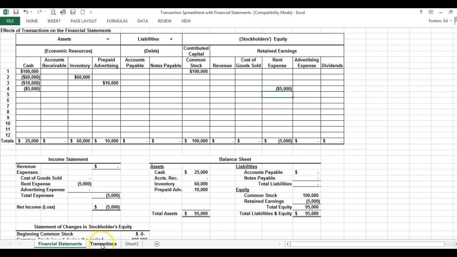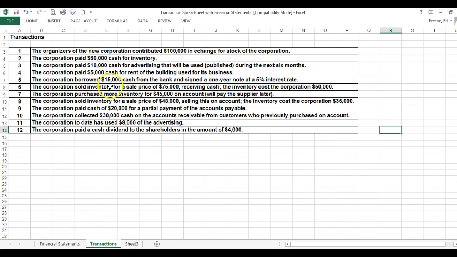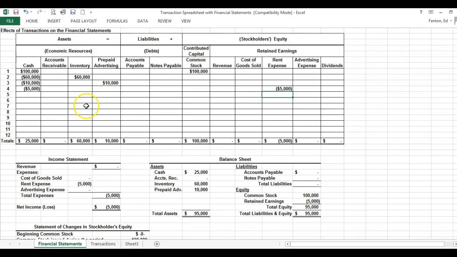Transaction 5. The corporation borrowed $15,000 cash, 1-year note. So we realize we're getting a little bit low on cash, so we decided to borrow $15,000. Cash is coming in the door. Increase cash $15,000. And again, show where this cash came from. We borrowed the money. It wasn't revenue. It was not the owners putting money in the business. It was a bank loan.